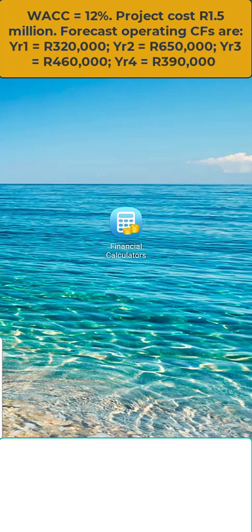4 years of 320,000 Rand in year 1, 650,000 in year 2, 460,000 in year 3, and 390,000 in year 4. All of those operating cash flows are positives.